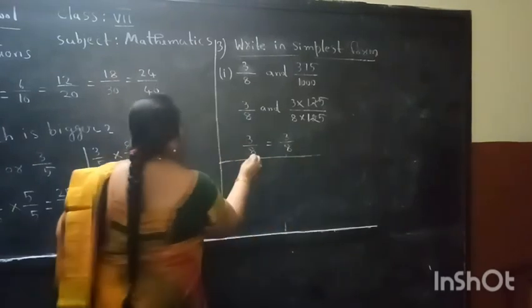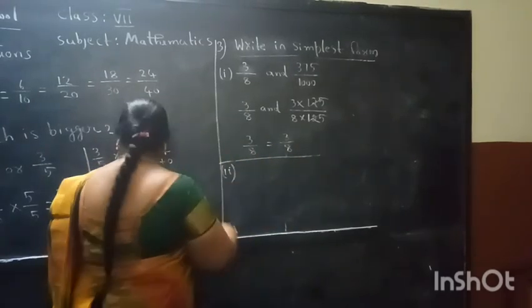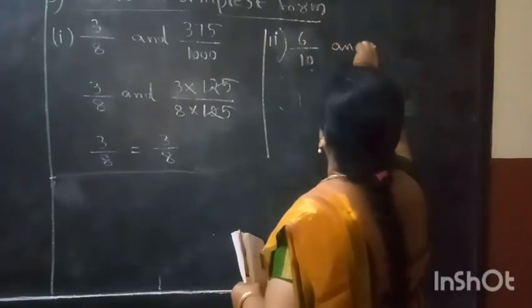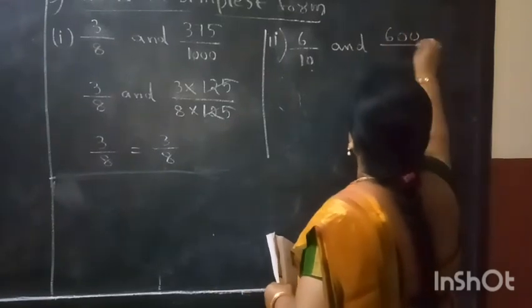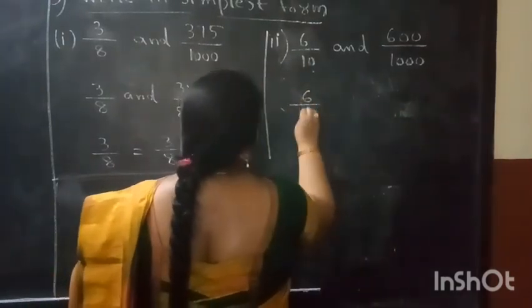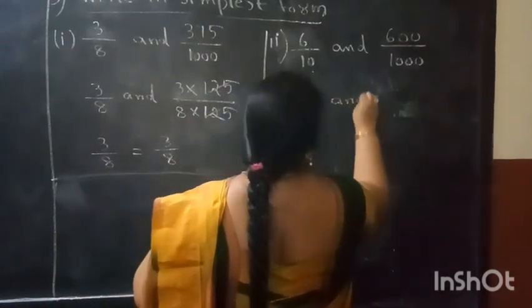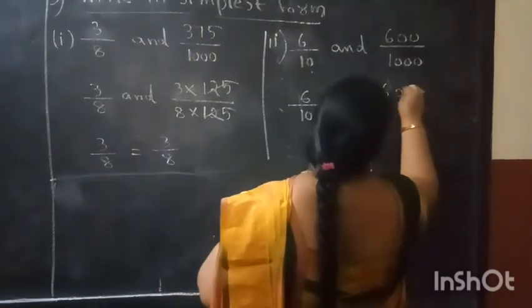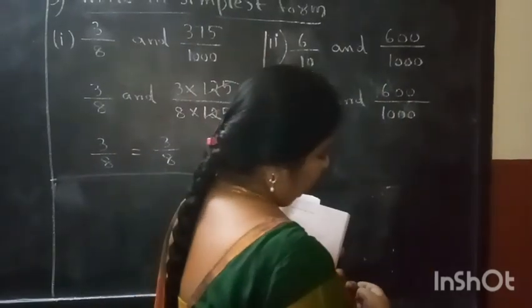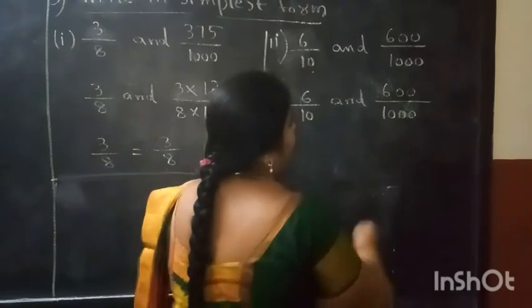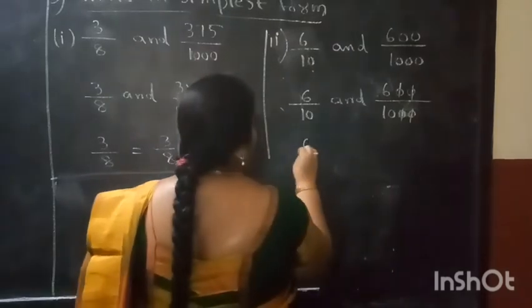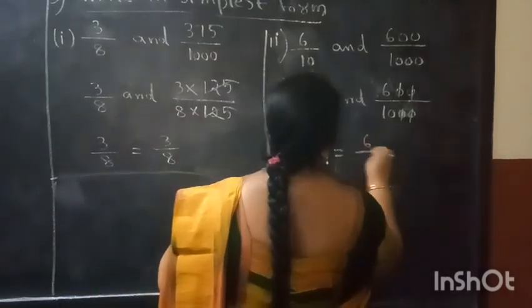Next, the second one. 6 by 10 and 600 by 1000. This is very simple. Here in the above there are 2 zeros, in the below there are 3 zeros. Two zeros cancel. Here 6 is left, 10 is left. 6 by 10 equals 6 by 10.